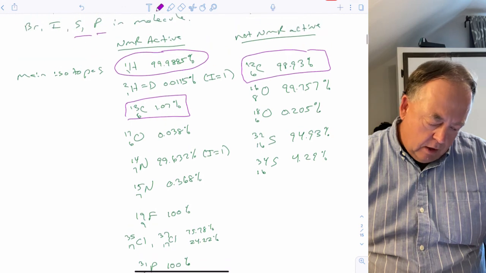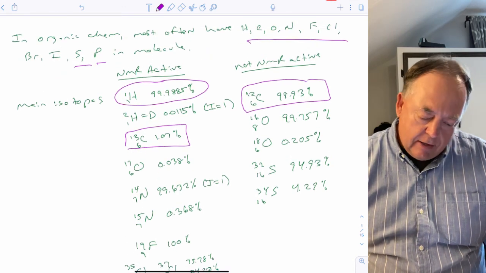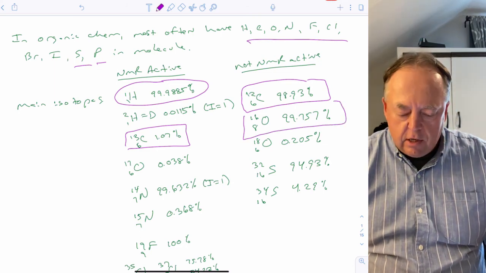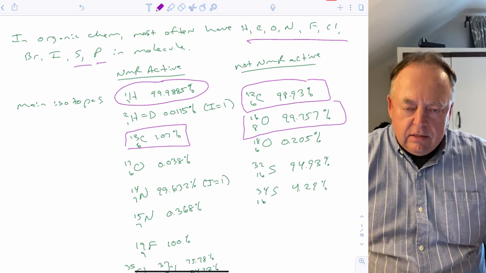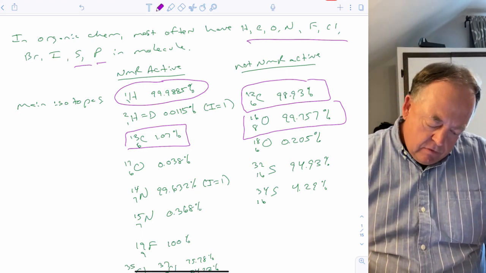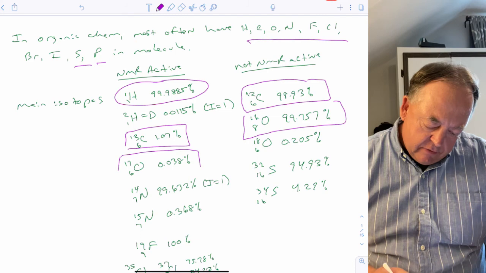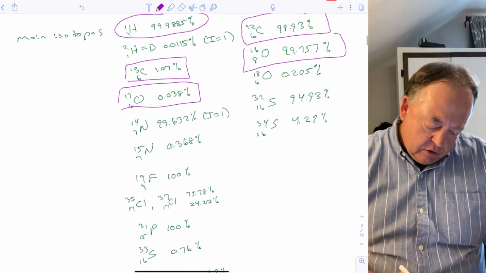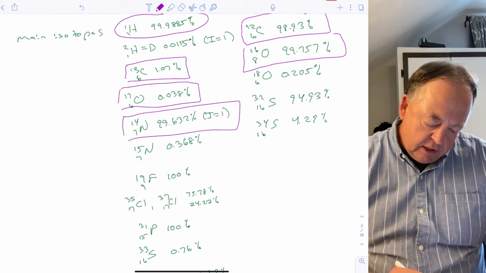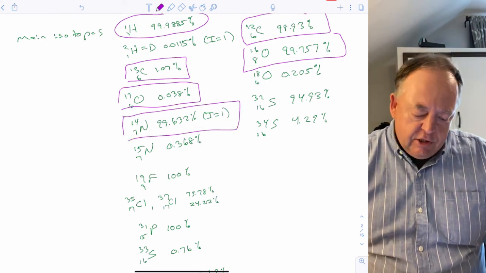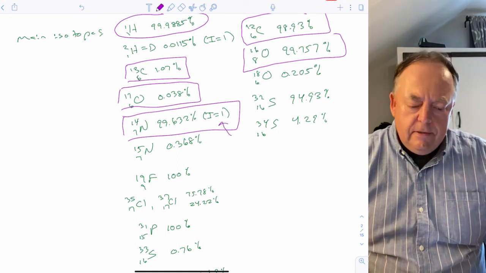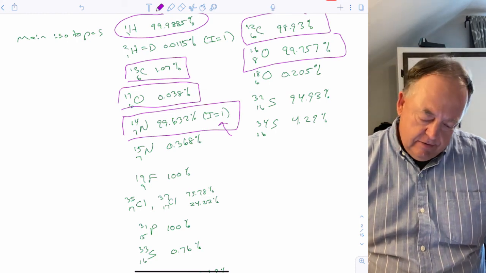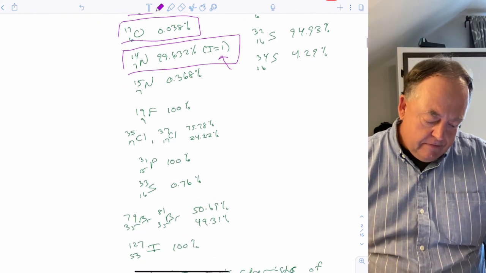Oxygen, obviously organic compounds often have oxygen in them. So again, the main isotope of oxygen, similar to carbon, is oxygen 16, which is not NMR active. There is an isotope of oxygen that is NMR active, but that's only 0.038% in nature. And for nitrogen, the main isotope of nitrogen in nature is nitrogen 14. So you can do NMR on nitrogen, but the problem is that I is equal to 1, and as we'll talk about, that makes the NMR much more complex. So it's difficult to interpret.